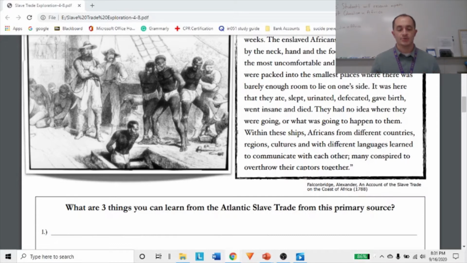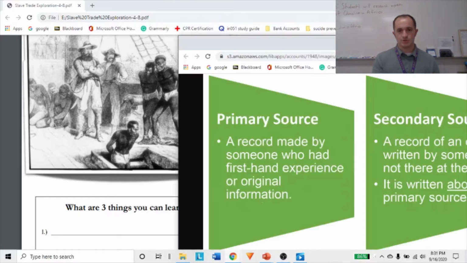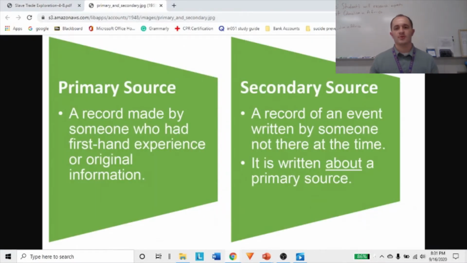A secondary source would be someone writing about a primary source. So if I was talking about Benjamin Franklin's day and his journal, that would be an example of a secondary source. So primary sources are things that people wrote about what actually happened, and then secondary sources are people writing about a primary source. If you think about it, a primary source would come first, and then a secondary source comes after, about the primary source.